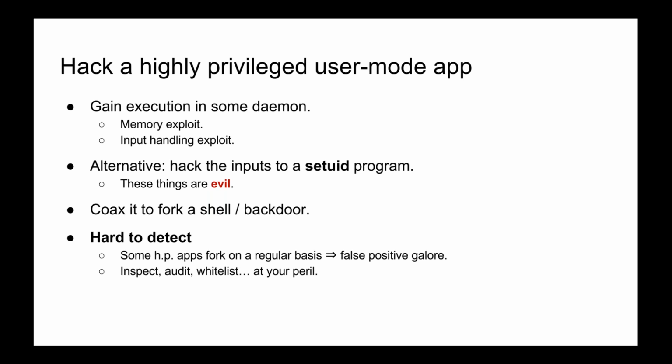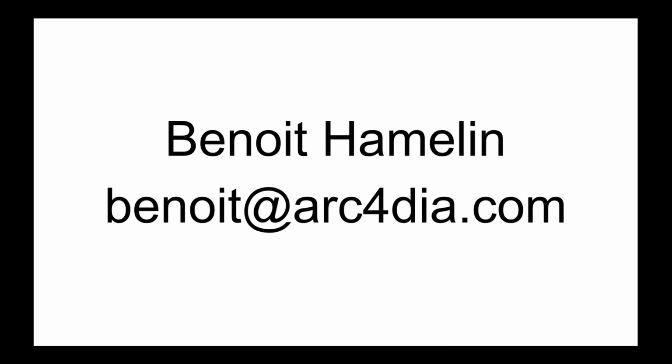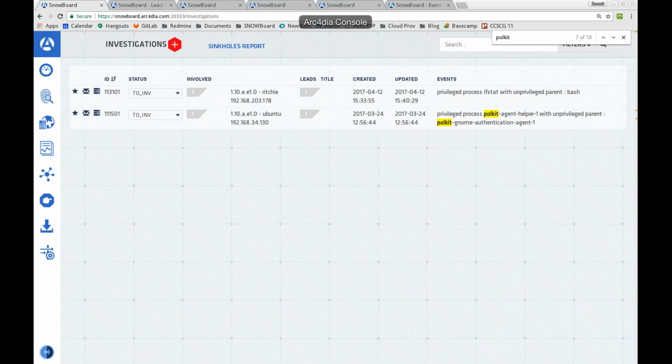So, what do you do in this case? Well, all the legit stuff you try to whitelist, right? So you will inspect, you will audit your typical privilege elevation pathways on a system, but you will only whitelist them at your own peril, as the upcoming examples are about to show.